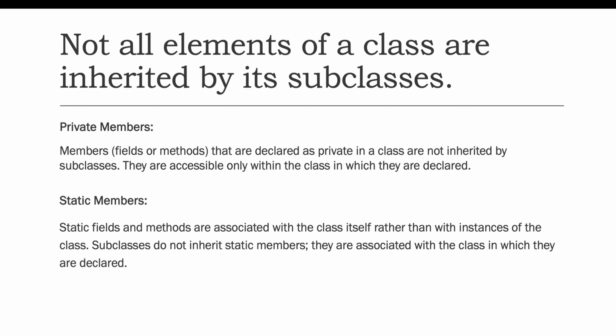Subclasses can only inherit what is related to the class objects, not the class level. So static members, in the sense static fields or methods, are associated with the class itself rather than the instance of the class. It means that there is no need to create the object, we can directly call the static member. So subclasses do not inherit the static members, they are associated with the class in which they are declared. So static members and methods are not accessible by the subclasses.